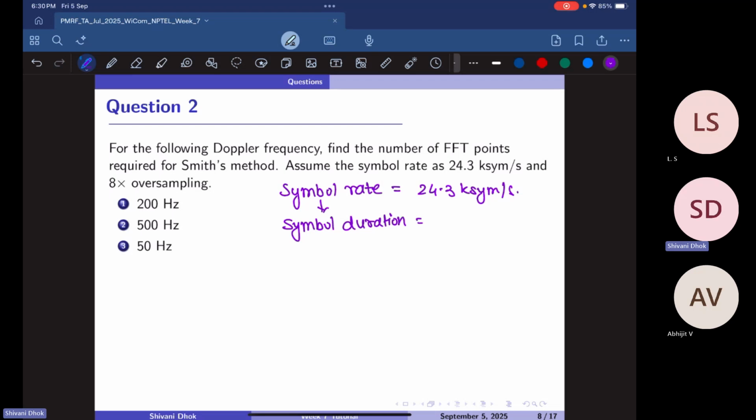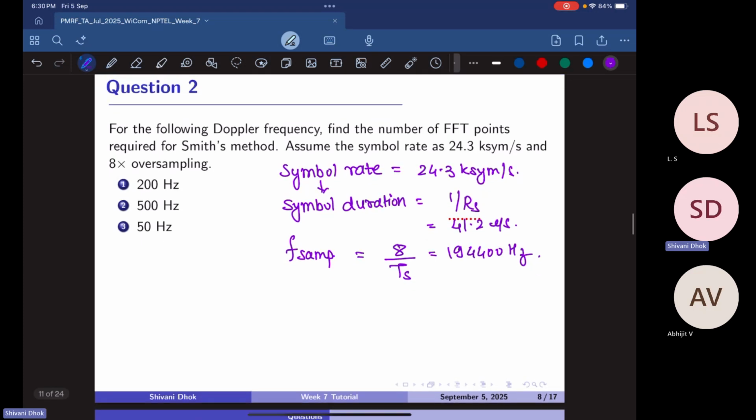From this, you can get your symbol duration, which is basically 1 by Rs, which is equal to 41.2 microseconds, and from this you can get your sampling frequency, and since you have 8 times oversampling, 1 over 8 Ts, which comes out to be equal to 194400 hertz. I'm not getting into details of these calculations because this was done in the class, but this is the sampling frequency that we are dealing with.